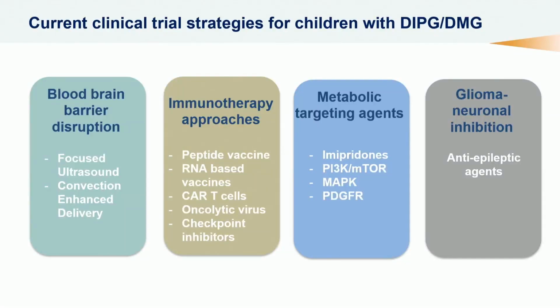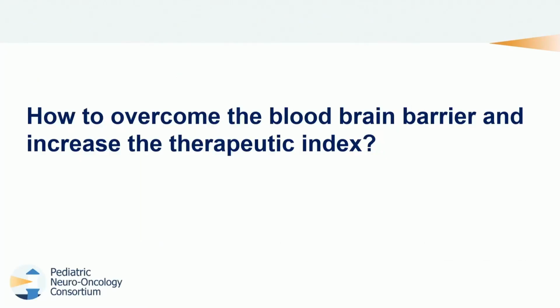We learned from wonderful work by Michelle Monje that there's direct connection between the glioma cells and the neurons, and how can we potentially harness these interactions and crosstalk that seem to be really needed to maintain tumor growth for therapeutic intent. There are certain efforts now underway looking at specific anti-epileptic agents, but we will not have time to discuss that in detail, but it's a fascinating topic. So how can we overcome the blood-brain barrier and increase the therapeutic index?